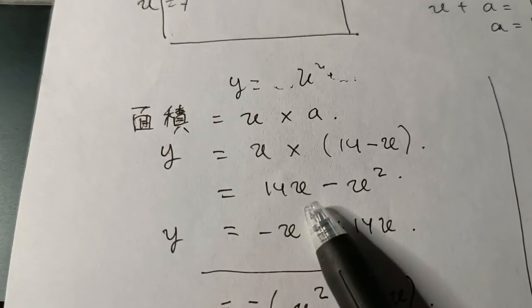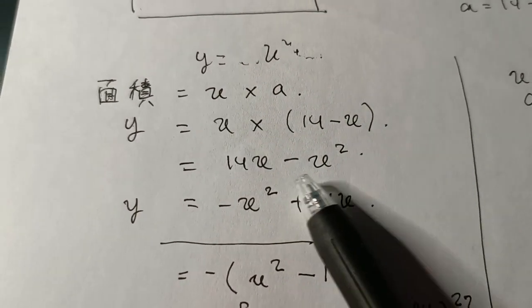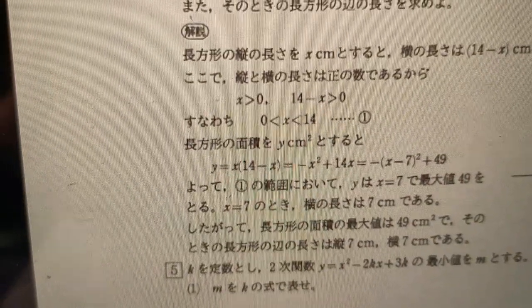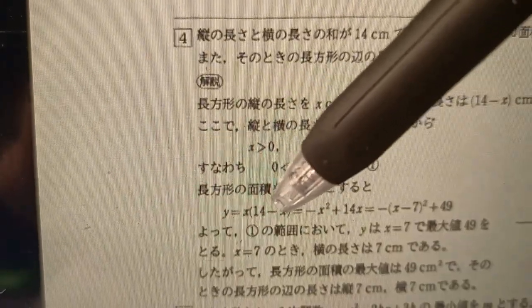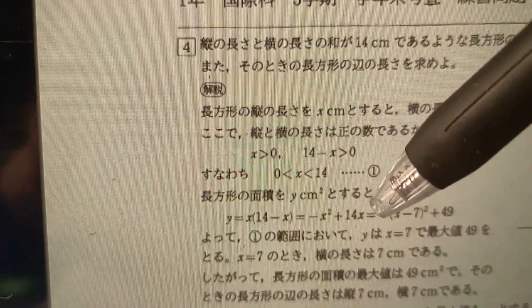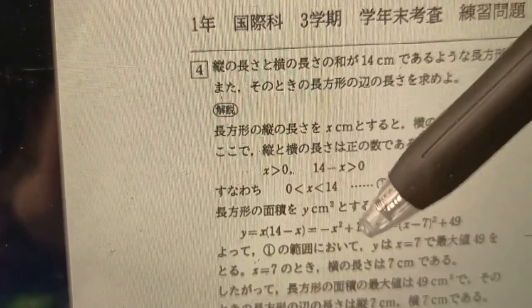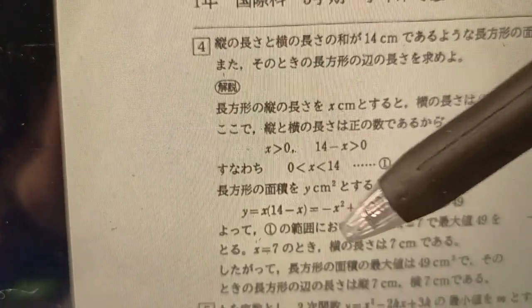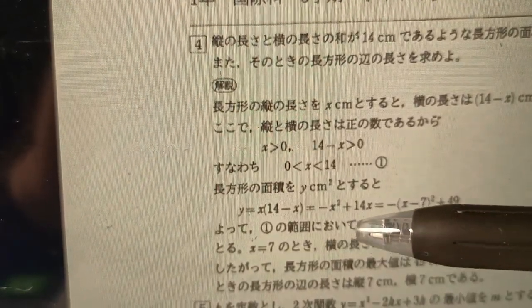Y is equal to 14x minus x multiplied by x, which is minus x squared. Now let's see the explanation over here. X multiplied by 14 minus x is equal to minus x squared plus 14x. Basically the same. The answer is just jumping to here. It's actually at first 14x minus x squared, but because you are in high school already, they give you the answer right away, minus x squared plus 14x.